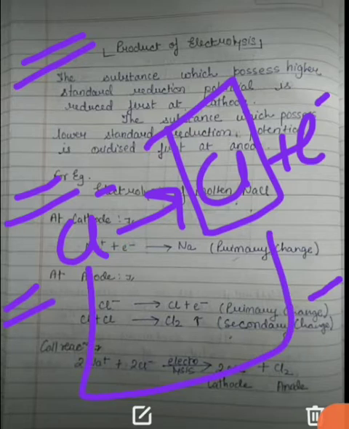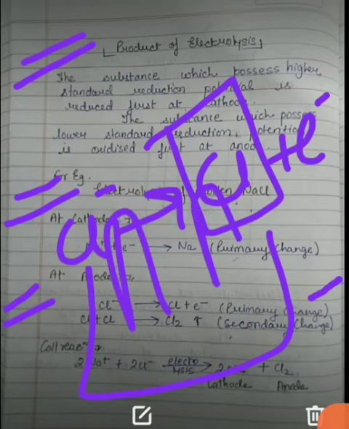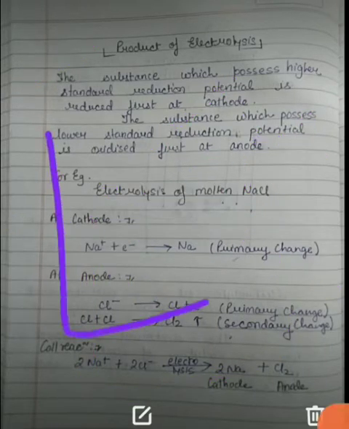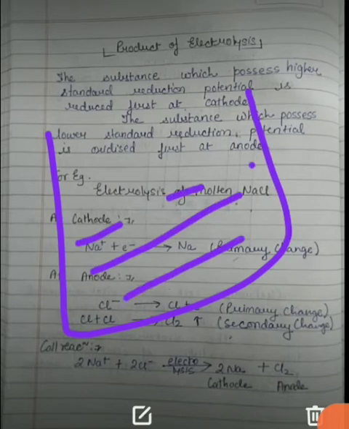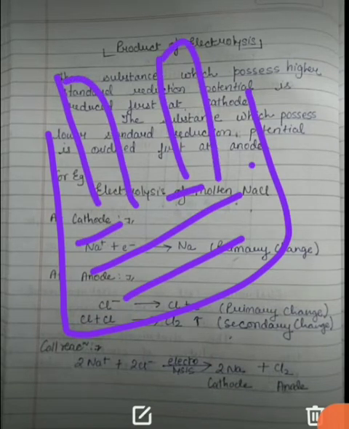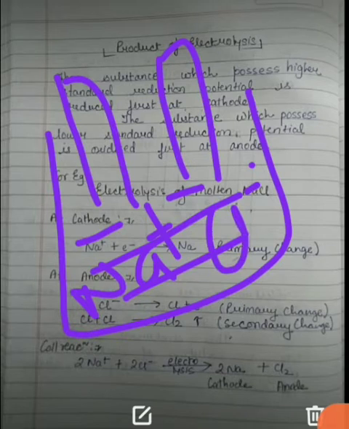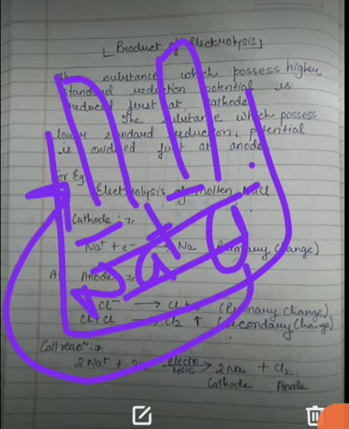Suppose this is the electrolytic solution and here are the electrodes, connected to the battery. Then, as we have seen, there will be Na+ ions and Cl- ions. As Cl- ions are many in number, they go to the anode, and we all know that at the anode oxidation takes place. So it loses one electron and converts into Cl.